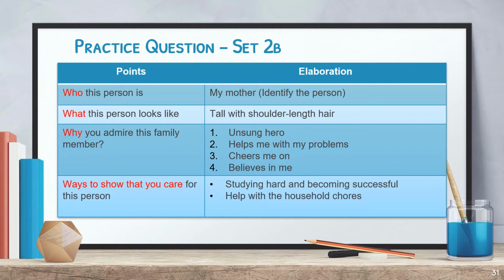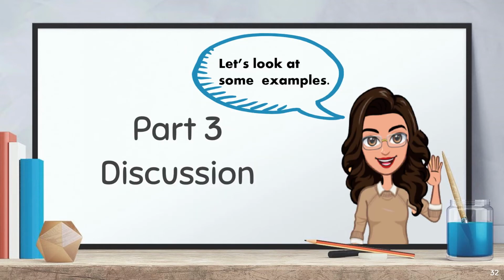The face and all that. Why you admire this family member? Because the person is your unsung hero, helps you with your problems, cheers you on, believes in you. Ways to show that you care: studying hard and becoming successful, helping with the household chores. All right? Now we are going to part 3 discussion. Let's look at some examples.